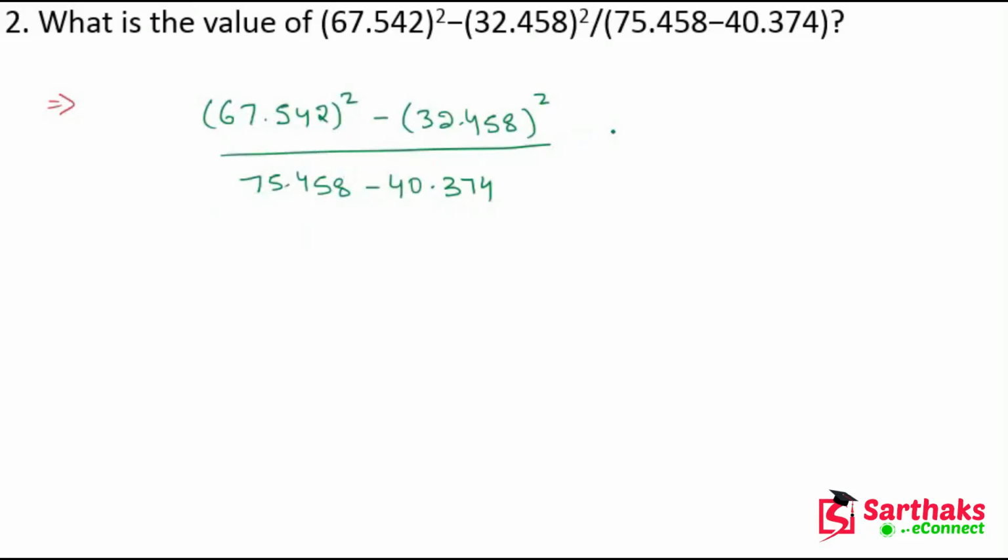So here we are using, we know that a square minus b square is (a plus b) into (a minus b). Okay, understand? So here a is what? A is this 67.542 and b is 32.458.